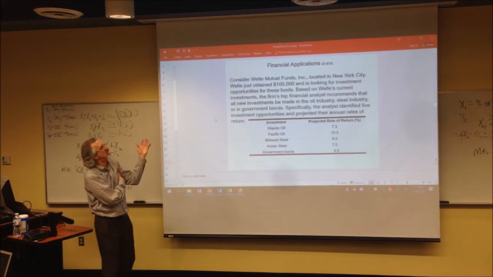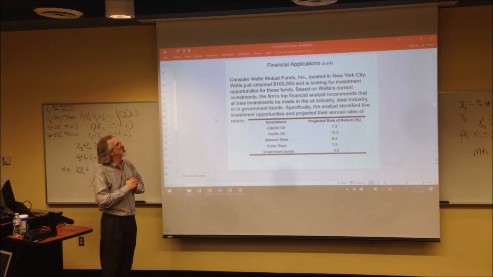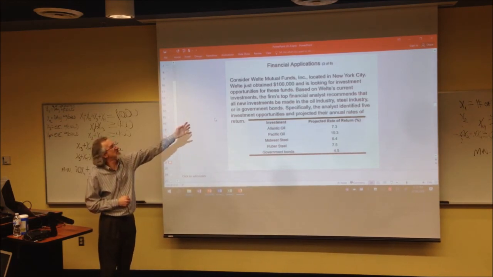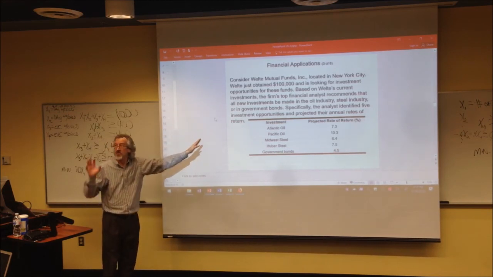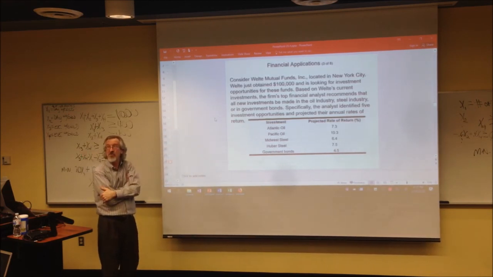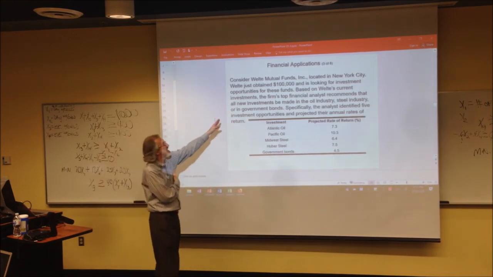The client walked in. You're working at a mutual fund company located in New York. You just obtained $100,000 from a client who wants investment opportunities that you need to recommend. They're asking you, what would you do with this $100,000? They gave you some limitations or some things that they want.